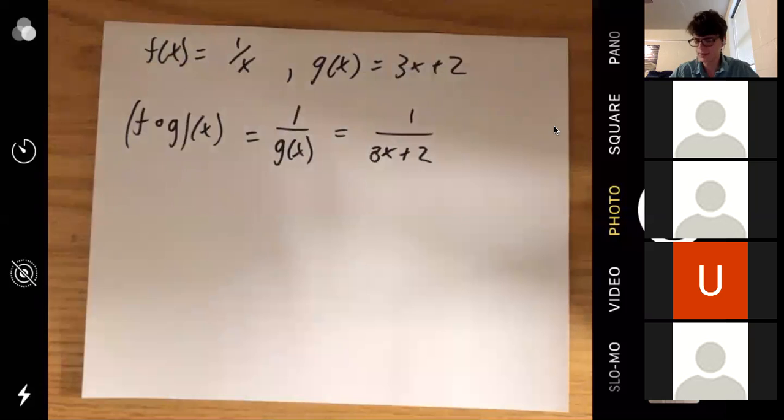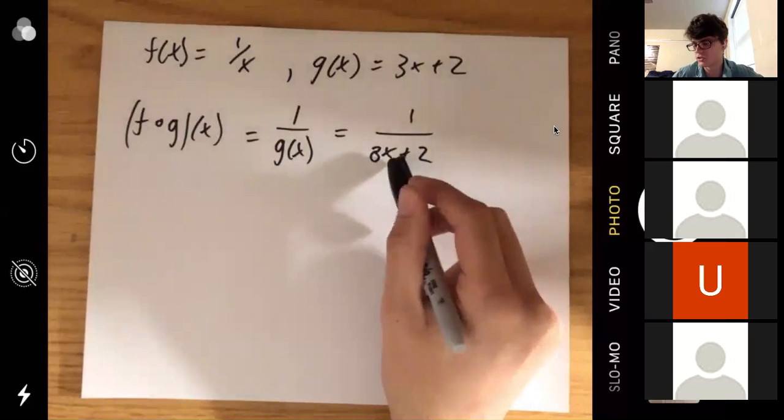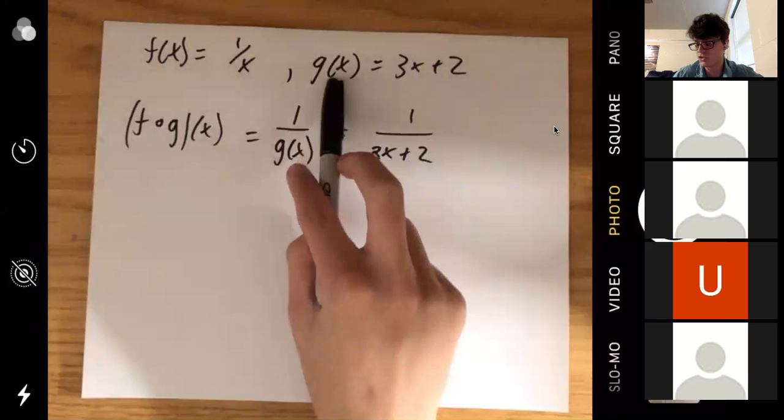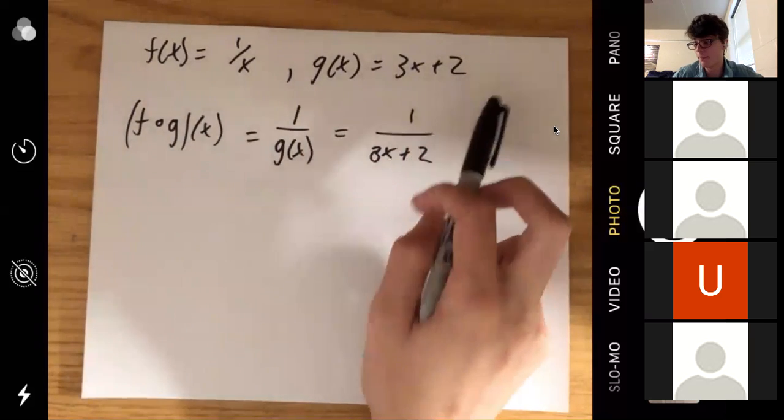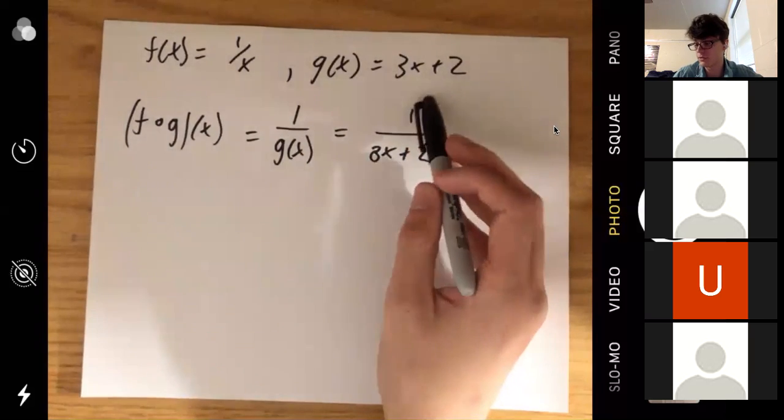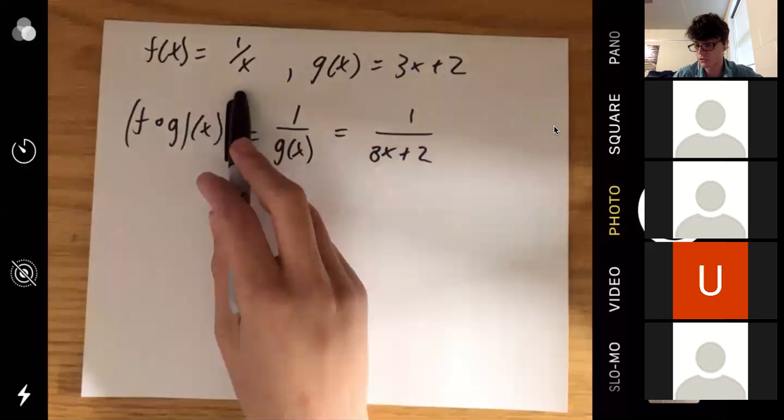Here's something interesting worth considering: I have created a new domain restriction by applying the composition of function rules. Before, f of x has a single domain restriction at x equals 0, because I cannot divide 1 by 0. I can't divide any number by 0. Note that g has no domain restrictions. But after applying this composition of functions, I get a new function that doesn't have the same domain restriction as f.